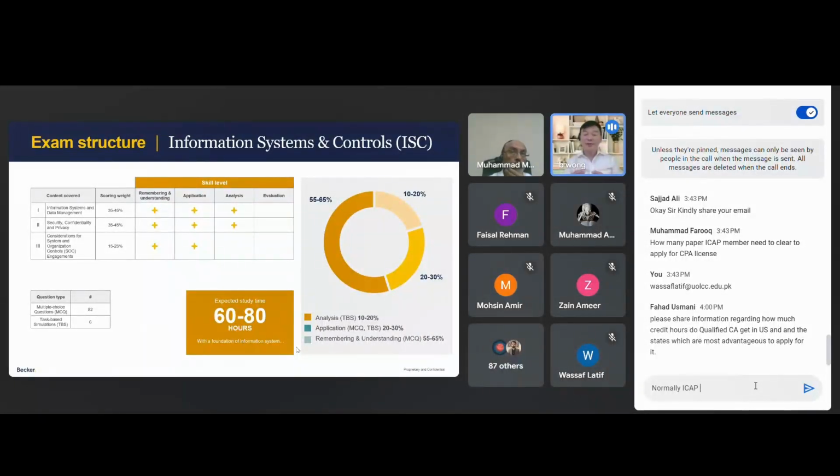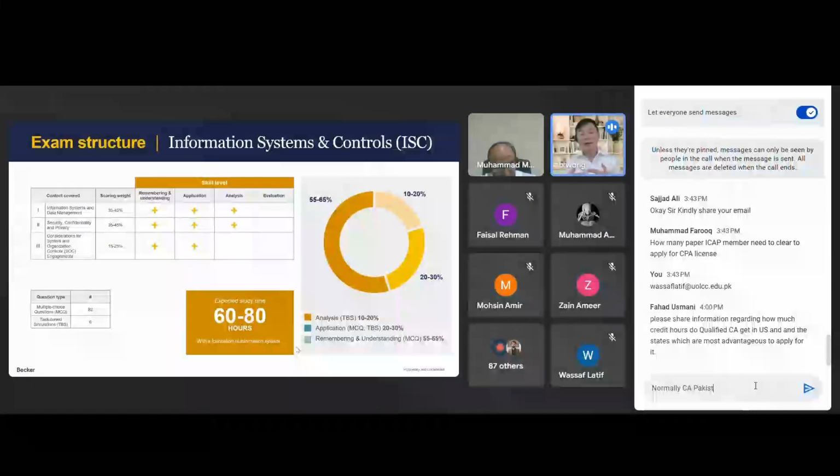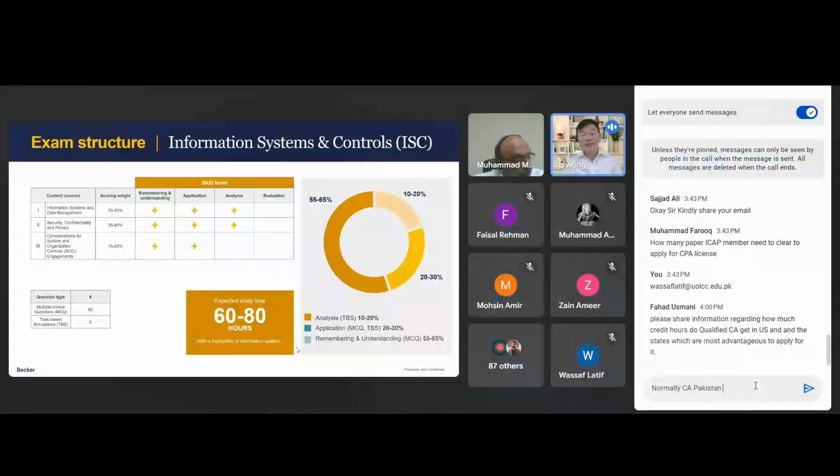In terms of content, this exam is pretty light because it's a new exam. They don't really have a lot of content on this. That's why you can see the expected study time is about 60 to 80 hours. So if you think you're quite good with data or IT, or internal control, this could be a good exam for you to sit for. 60 to 80 hours compared to 100 to 120 hours of BAR, so this is pretty light.